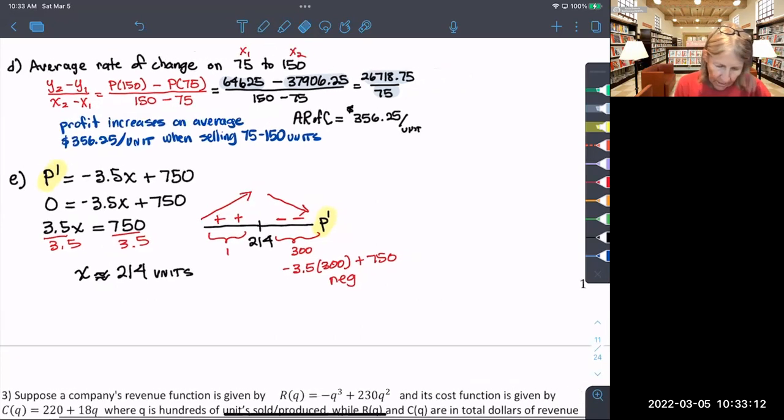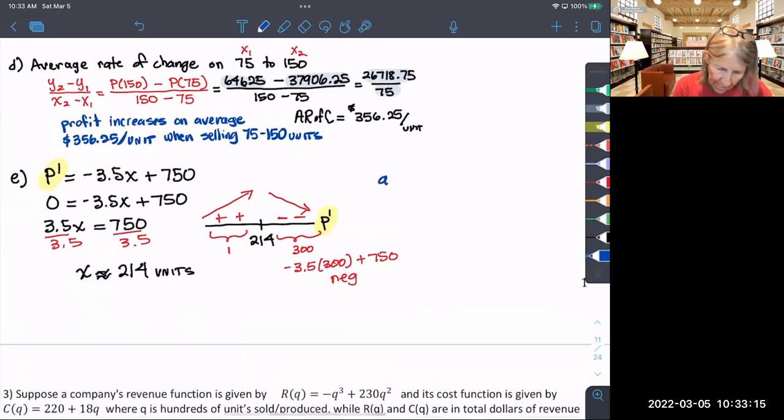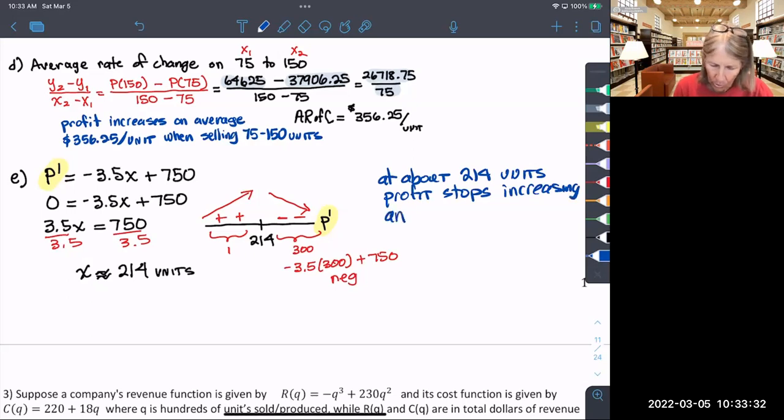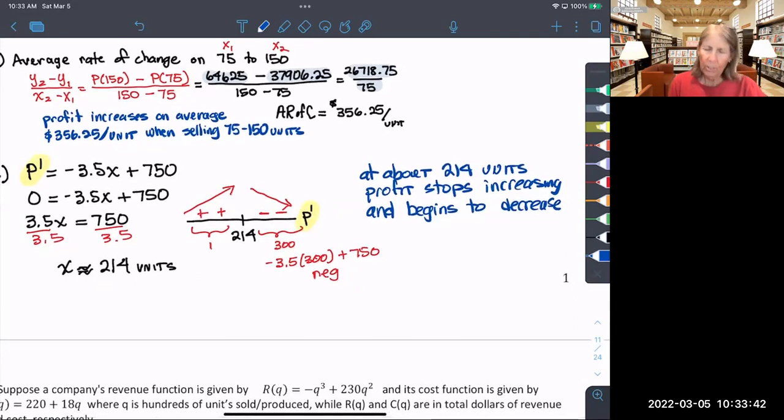So let's put it in words here. At, I'll say about, because I did round off, 214 units, profit stops increasing and begins to decrease. So I just use their words back at them. So when you answer these questions, it's really helpful to just take the words in the question and give them back as the answer. Right?